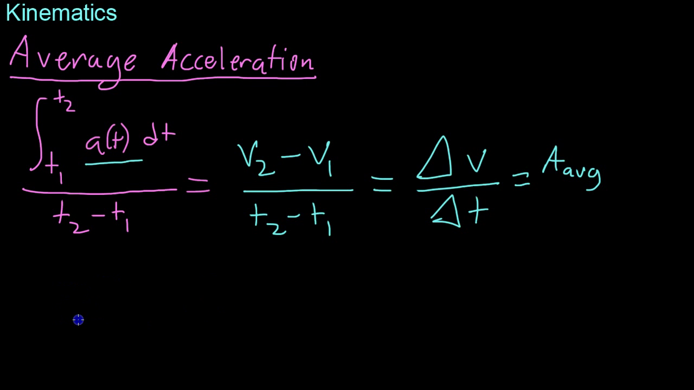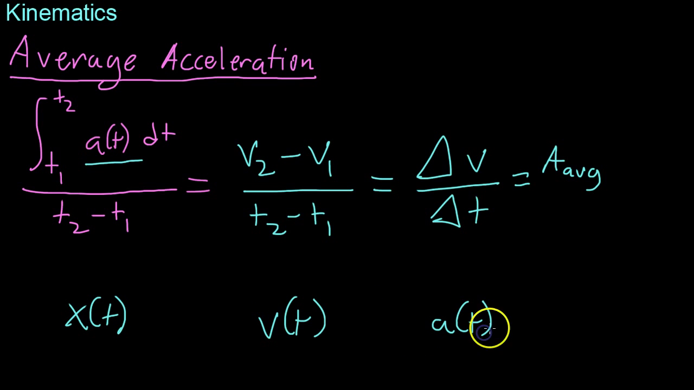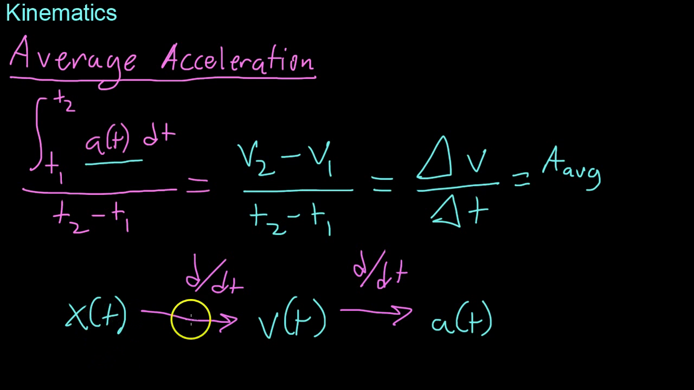Now, just to reiterate what we've sort of covered here, there exists an analogous relationship between position, velocity, and acceleration in terms of calculus relationships. So, going down the line this way, you differentiate position to get velocity as a function of time, and you differentiate again from that velocity as a function of time to get acceleration.